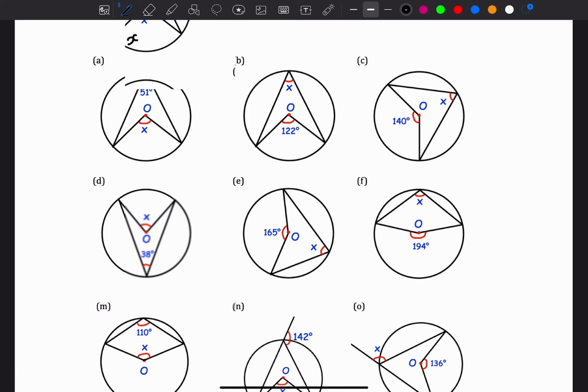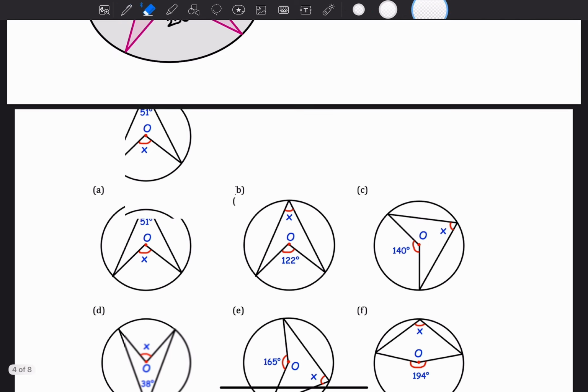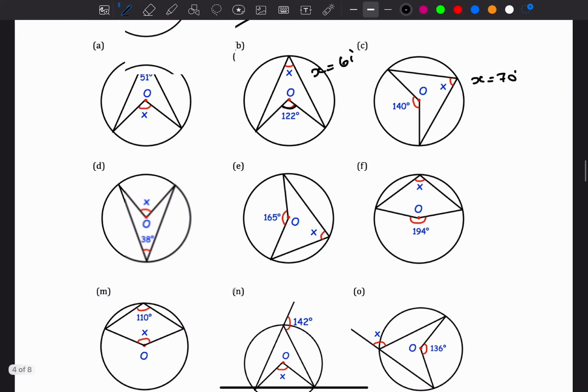So x is what? I will just write the answer here. X is double that, 51 is 102. This x is half of this 122, isn't it? Because it's half of that, which is 61. X is half of that, 70. This x is double that, which is 76. This x is half of 165, which is 82.5.